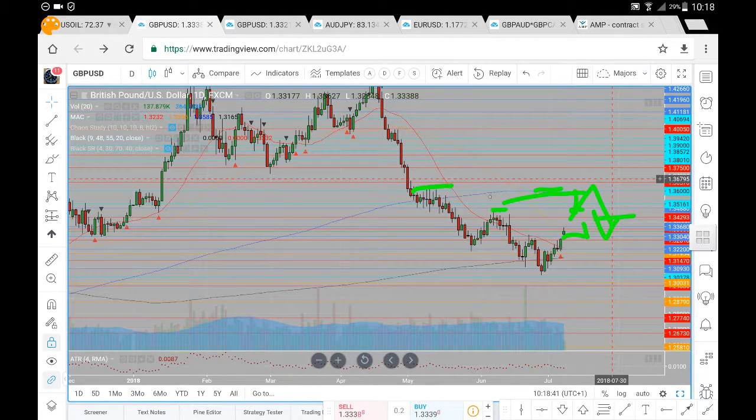In around that 136, we've also had this period of consolidation which we weren't able to break above. So it seems to be a very important area, that 136 on the pound against the dollar. And with that said, that pretty much wraps up the pound dollar analysis. Thanks for watching.